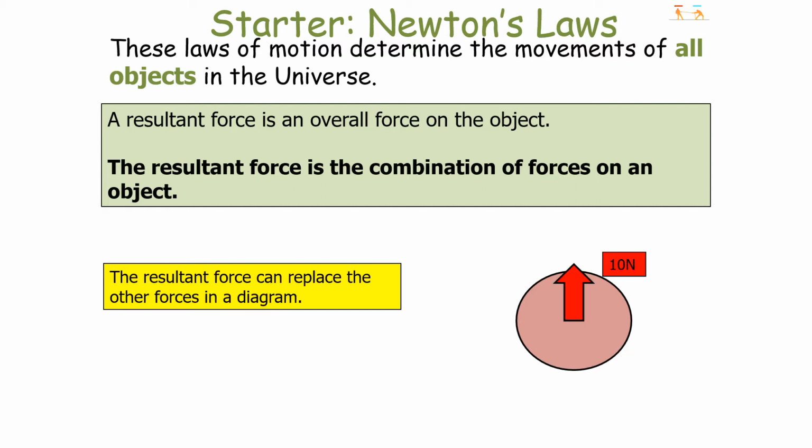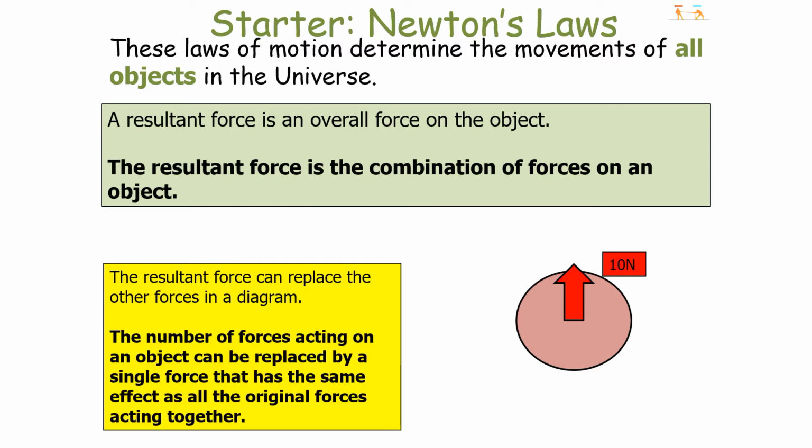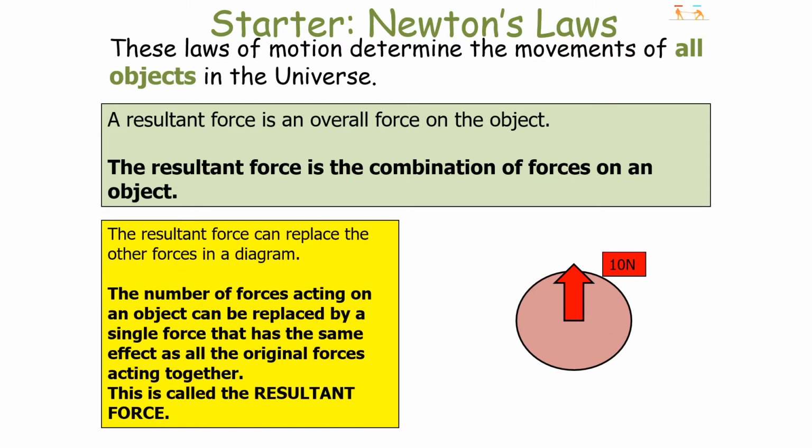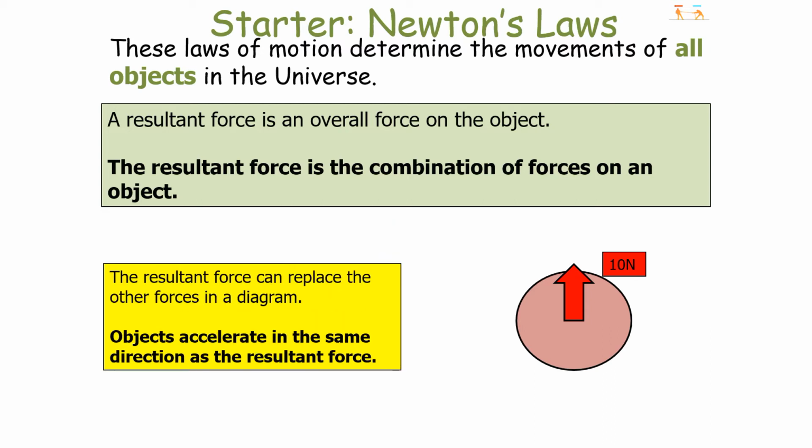Now the length of the arrows in your free body diagram helps you understand the values of these forces. The resultant force can replace the other forces in a diagram. So the number of forces acting on an object can be replaced by a single force that has the same effect as the original forces acting together, the resultant force. Objects will always accelerate in the same direction as the resultant force.